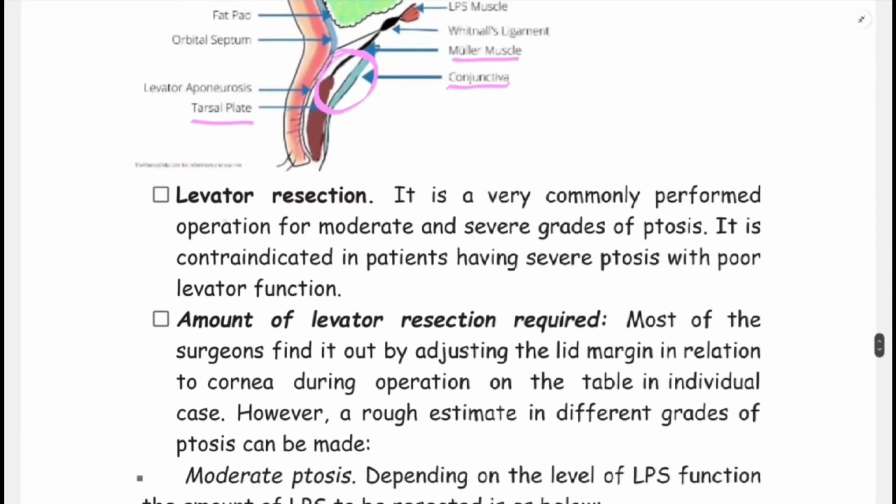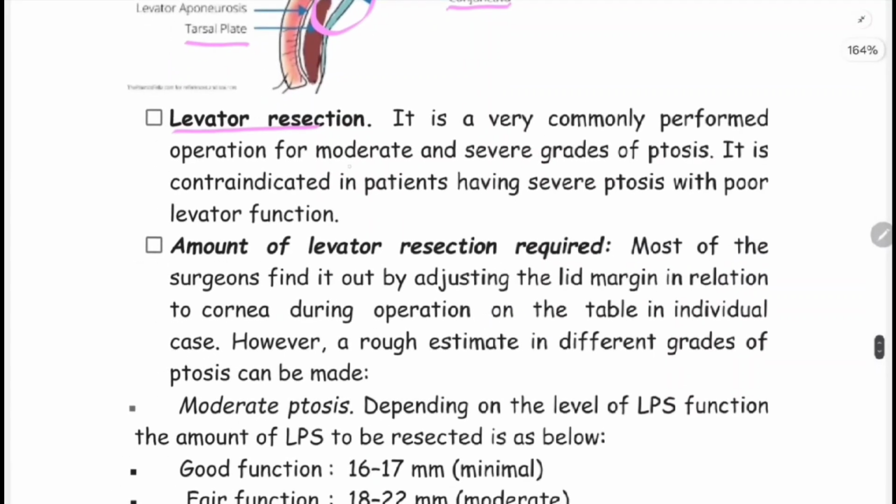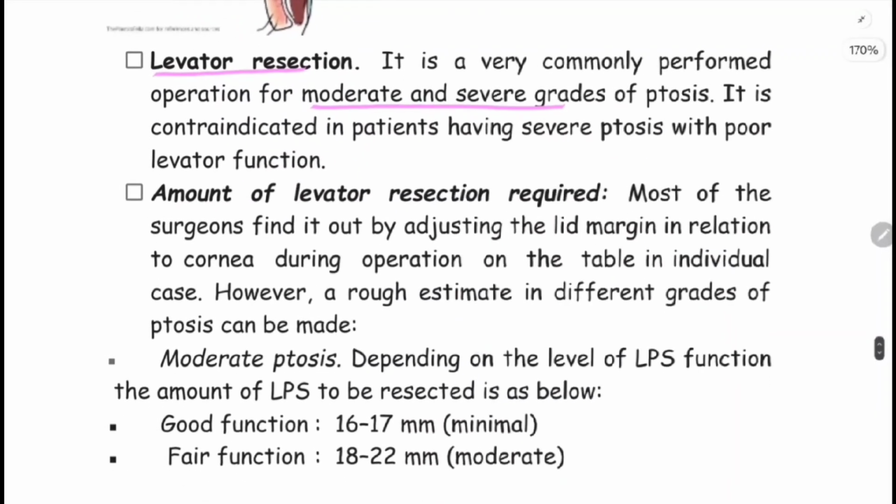Next, we can do a levator resection. Levator resection is a very commonly performed operation for moderate and severe ptosis. Fasanella-Servat is for mild ptosis. For moderate and severe, we do levator resection. It is contraindicated in patients having severe ptosis with poor levator function.